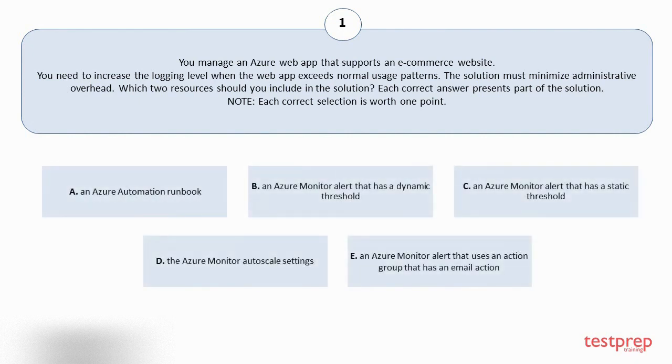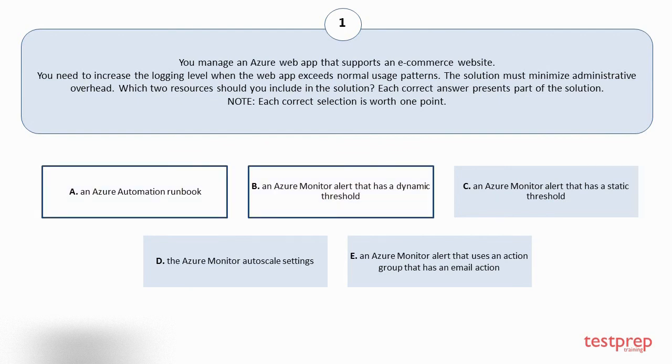Your options are: A. An Azure Automation Runbook. B. An Azure Monitor Alert that has a dynamic threshold. C. An Azure Monitor Alert that has a static threshold. D. The Azure Monitor Autoscale settings. E. An Azure Monitor Alert that uses an action group that has an email action. The correct answers are option A and B.